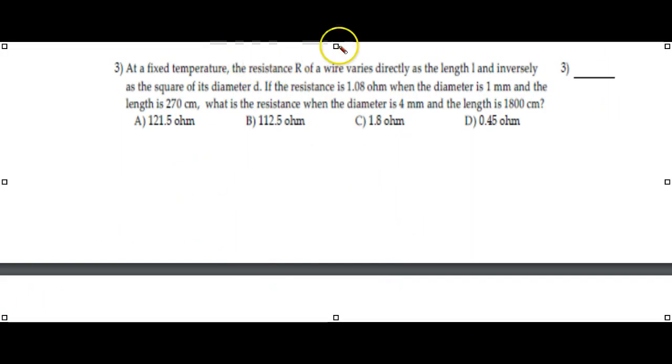This is a new item that was added to the test and wasn't in my earlier preview of the test. So we want to go over this in some detail. So let's check it out here. We have here a fixed temperature resistance R of a wire varies directly as the length and inversely as the square of its diameter.